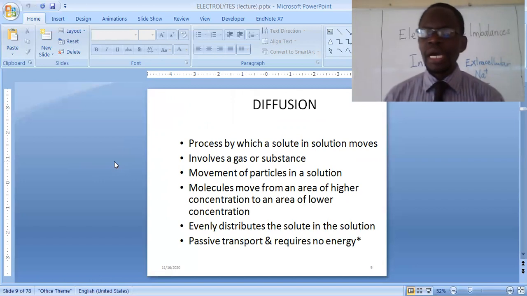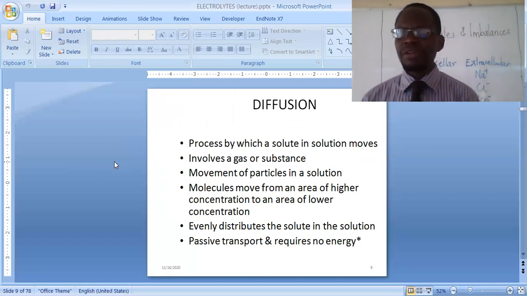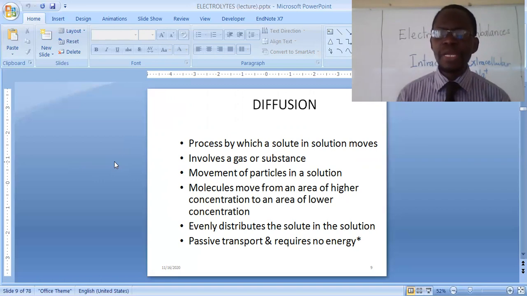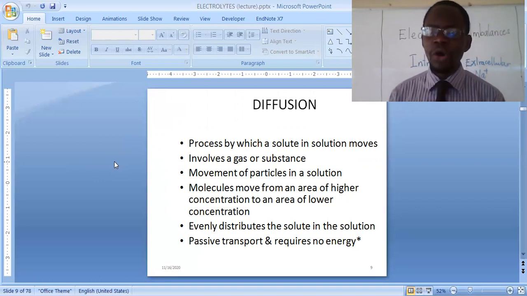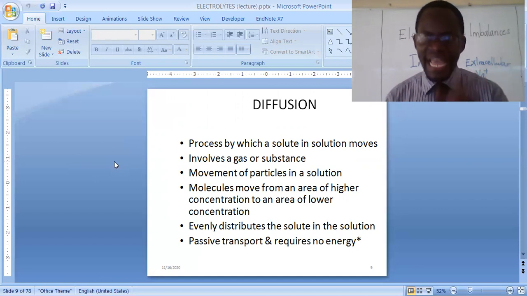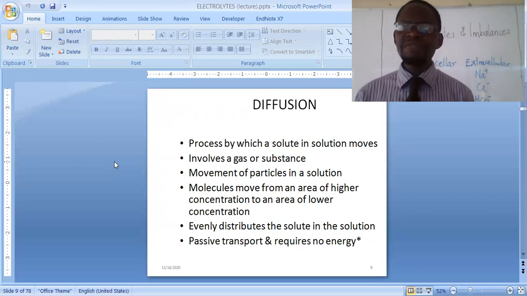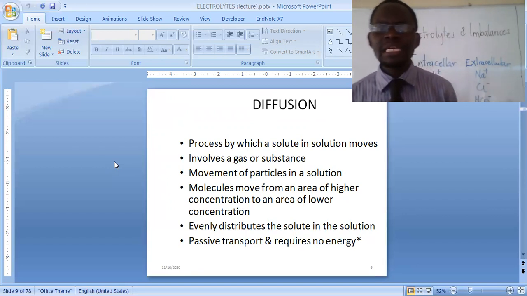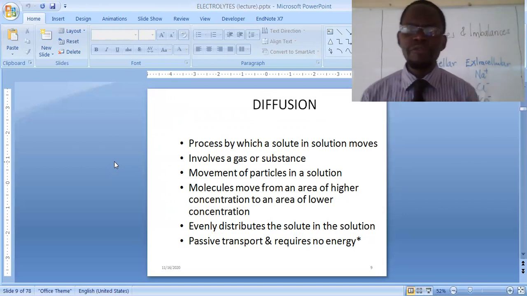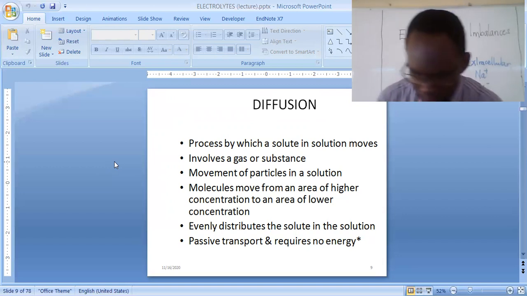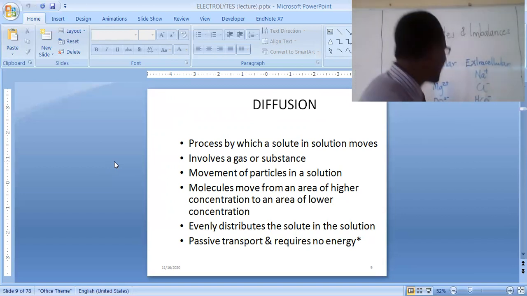Now, diffusion. You have heard about this term when you were in primary, secondary, maybe in A level. Now you meet it again. Diffusion is a passive kind of transport, and it basically involves substances moving from where they are high in concentration to an area where it is lower in concentration, until you have an even distribution.